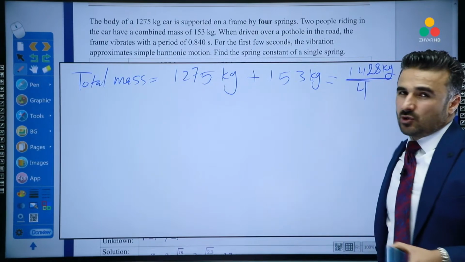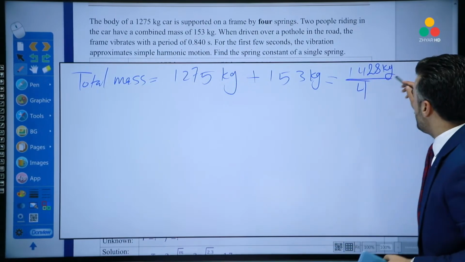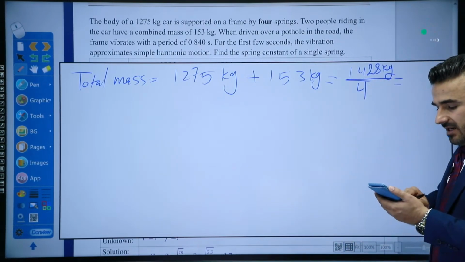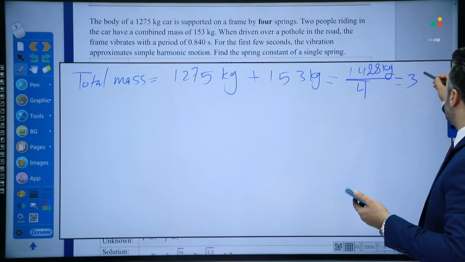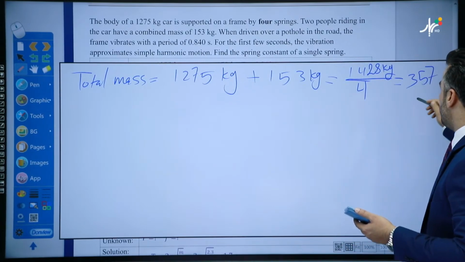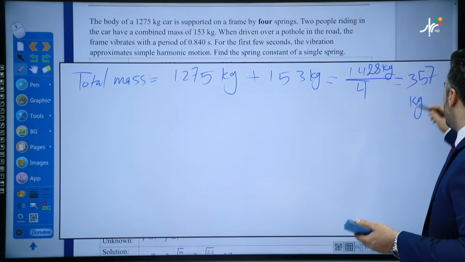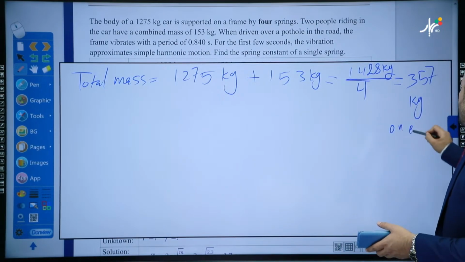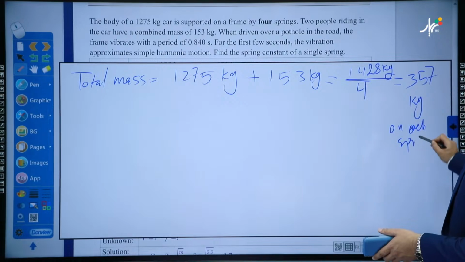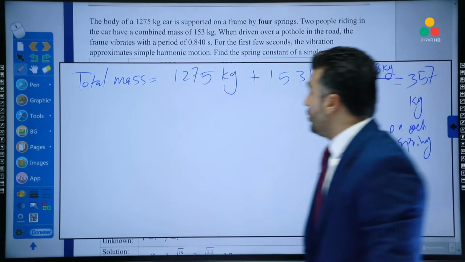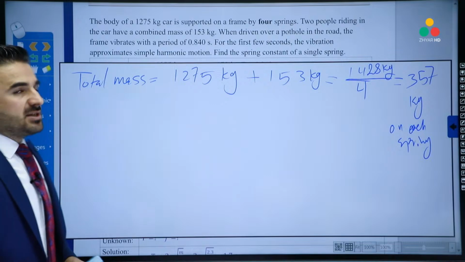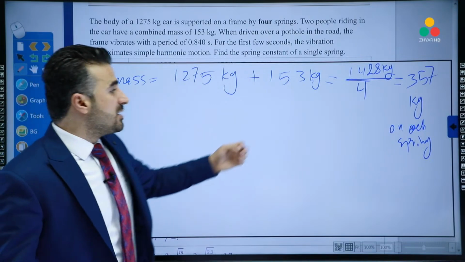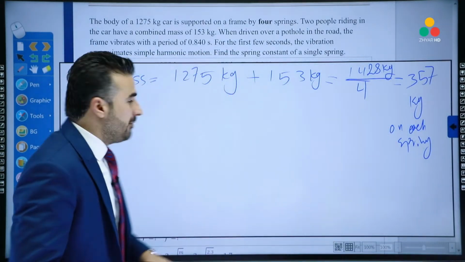Can I find the mass on 1 spring? We'll divide by 4 in this case. So divide by 4. Why are we dividing by 4? What is the purpose of doing all this? That is 357 kilograms on each spring. Remember, we're trying to find the spring constant. So in order to find the spring constant, I need to find the mass.